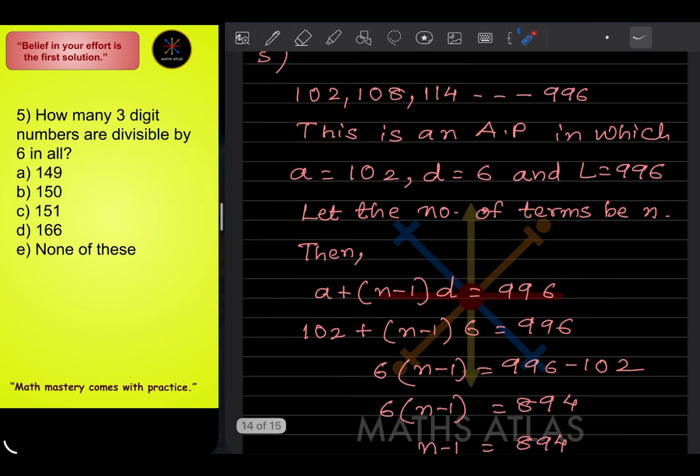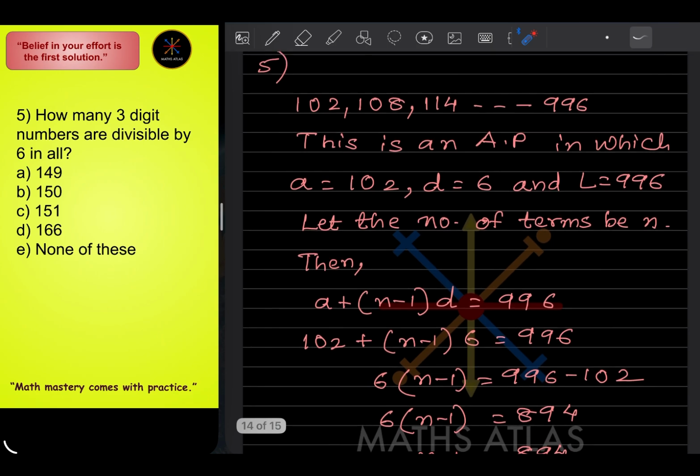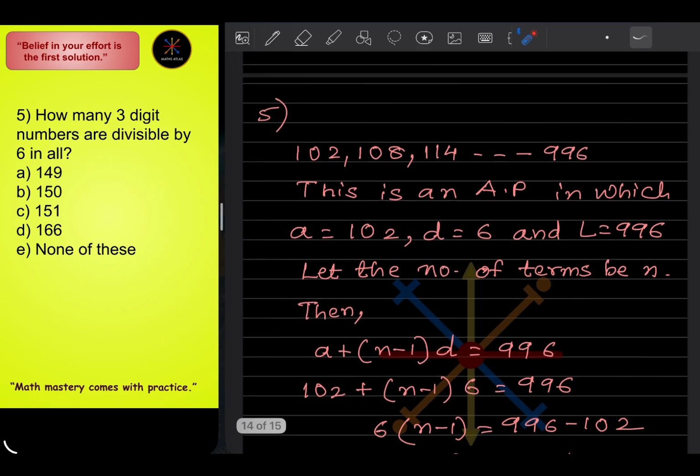Now let us see the next one. How many 3-digit numbers are divisible by 6 in all? So the 3-digit numbers divisible by 6. Now you know the first 3-digit number is going to be 100, but this is not divisible by 6. If you take 101, this is not divisible by 6.